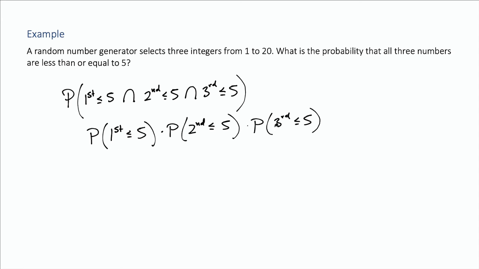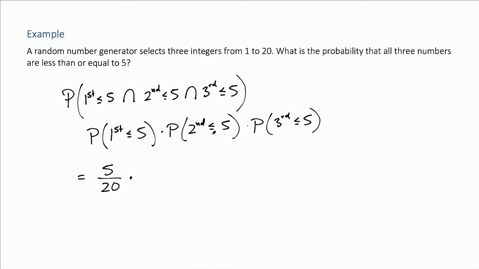So now I do each of these. These were independent events, right? The random number generator is going to randomly pick numbers. It doesn't matter what it picked for the first number. The second number is still completely random. So the probability that the first number is less than or equal to 5: well, I'm picking numbers from 1 to 20, and there are 5 numbers less than or equal to 5. So this is going to be 5 out of 20.